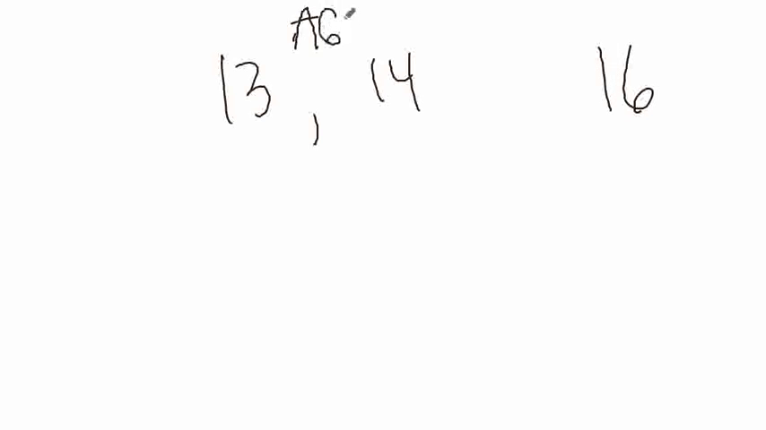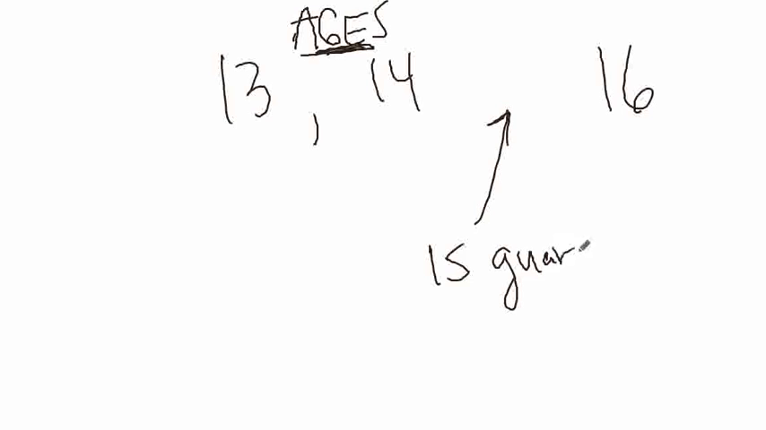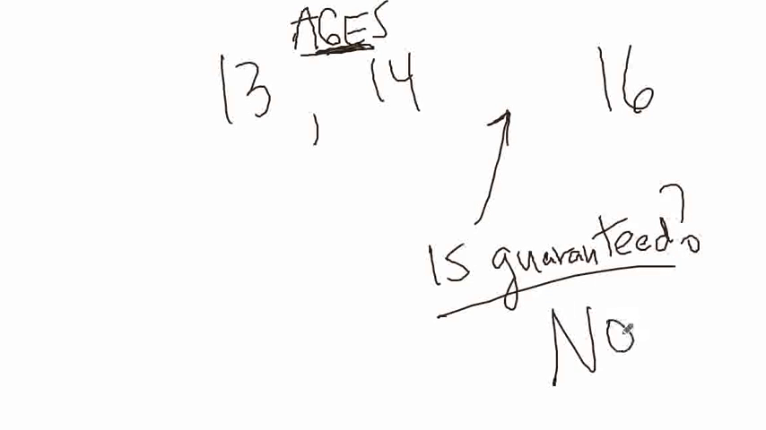So wait, let me write these down. 13, 14, and 16. These are the ages. Is it guaranteed that you're going to have a 15-year-old? The answer is no. There's no reason why you have to fill in all the gaps from the biggest to the smallest, right?